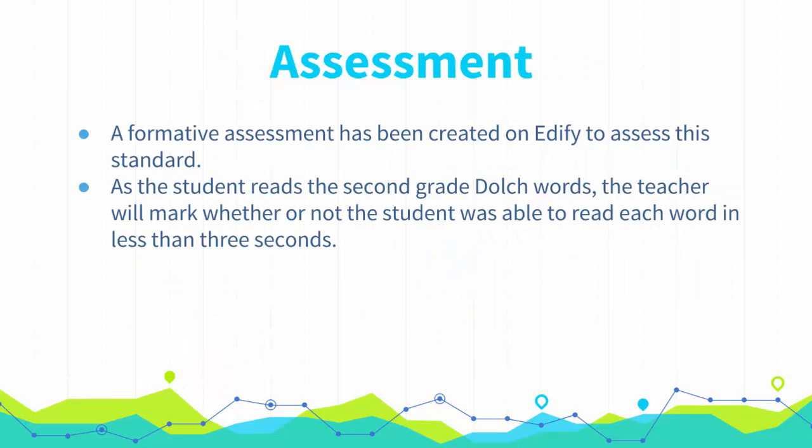A formative assessment has been created on Edify to assess this standard. For this assessment, the teacher and student will each need a separate device. The student will read the second grade Dolch words. As the student is reading, the teacher will be marking whether or not the student was able to read each word in less than 3 seconds.